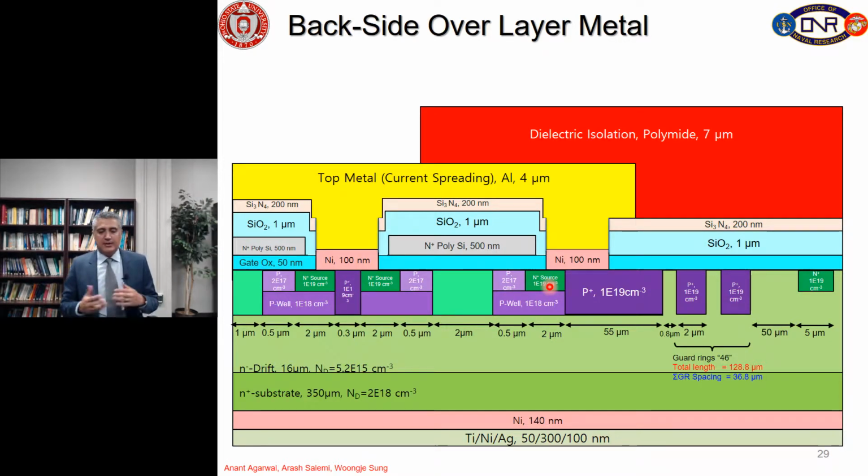The next step is backside overlayer metal in order to have a good current spreading on the backside as well. As I mentioned in the previous lecture, in this case we can deposit a stack layer of titanium, nickel, and silver with a stack ratio of 50, 300, and 100 nanometers.